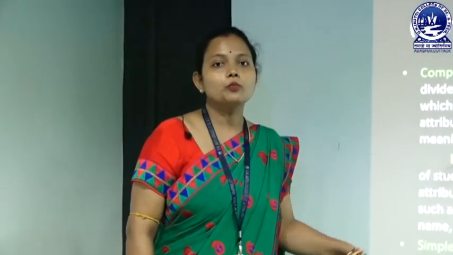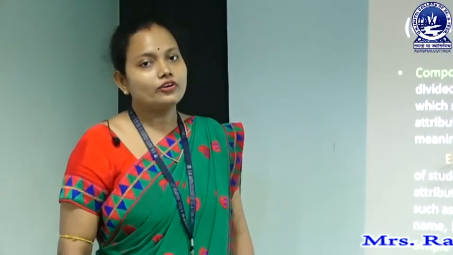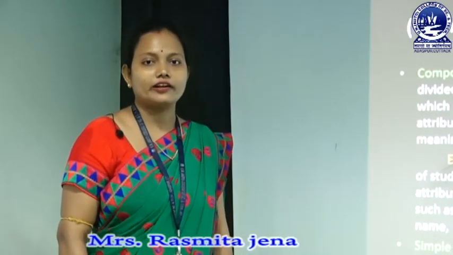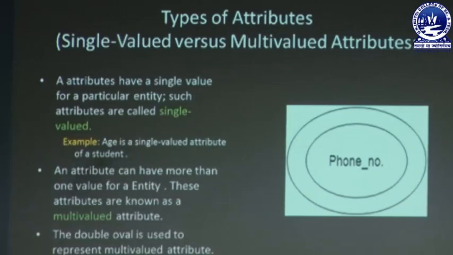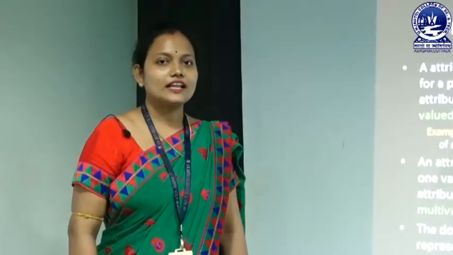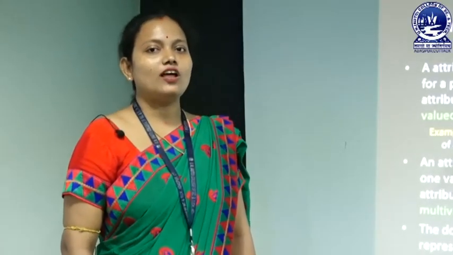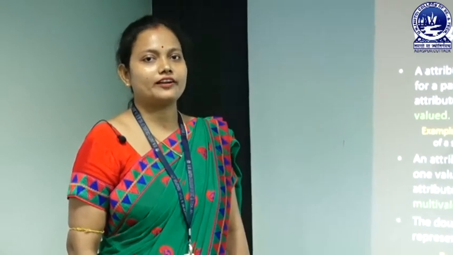In very short, composite attribute can be divided into subparts and simple attribute cannot be divided into subparts. Name is your composite attribute and first name is your simple attribute. So, next is the difference between single valued versus multi-valued attribute. First we have to know what is multi-valued attribute and what is single valued attribute, then we will differentiate.